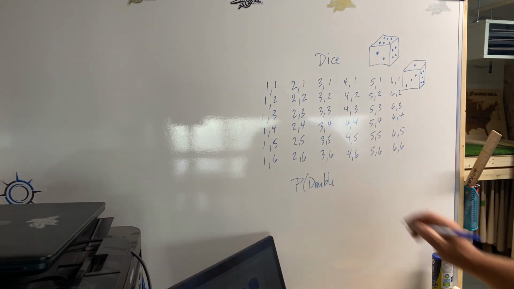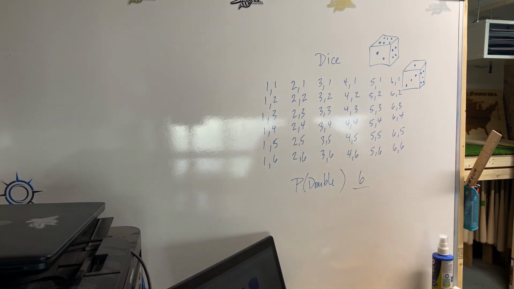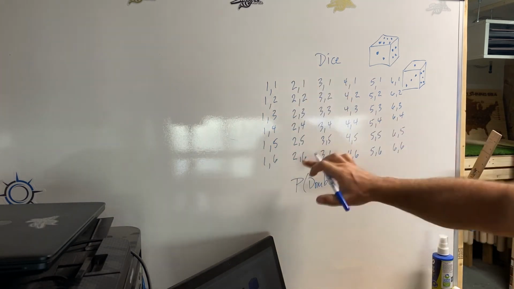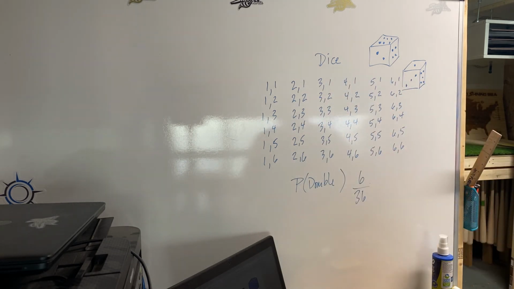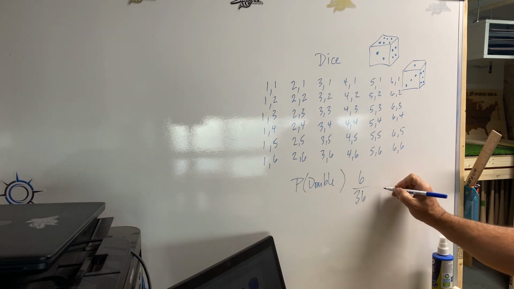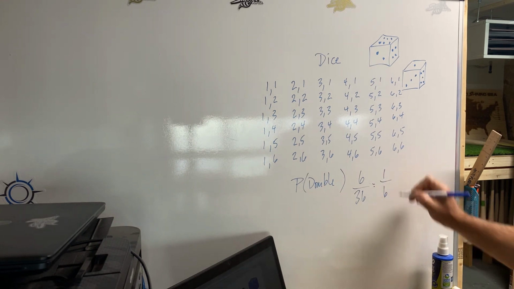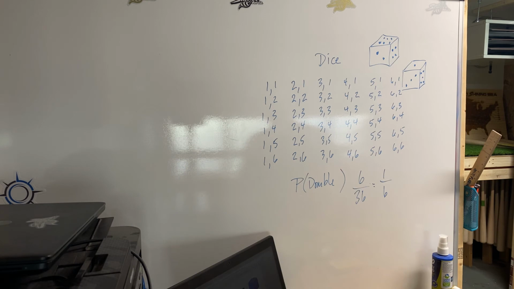So we have 6 opportunities, out of 6 times 6, which is 36 total outcomes. 6 can go into 36 6 times, so the probability is 1/6. There's 1 every 6 times you could roll a double.